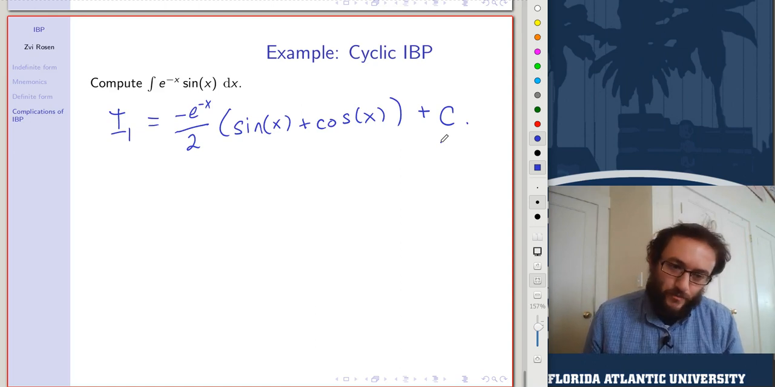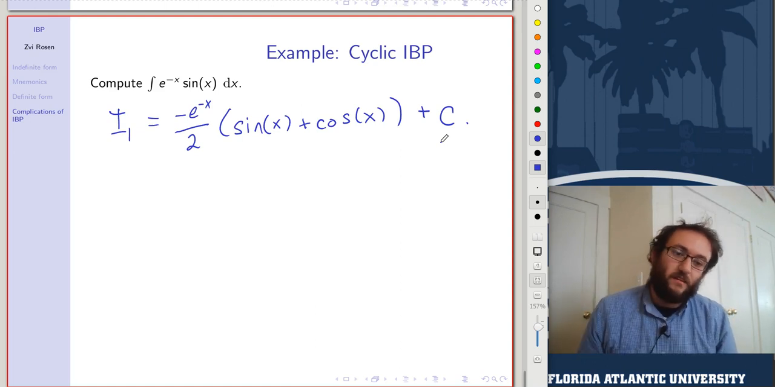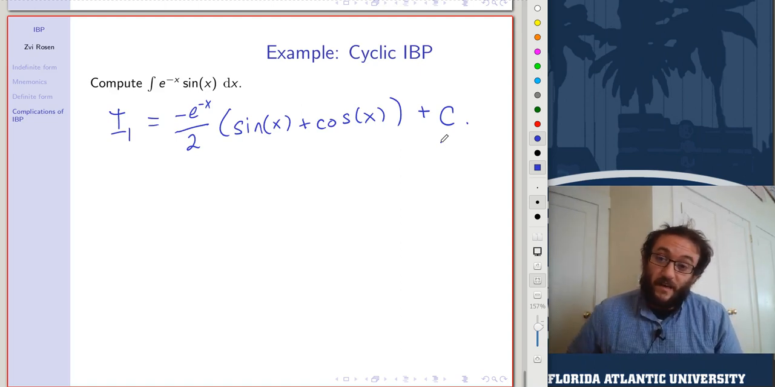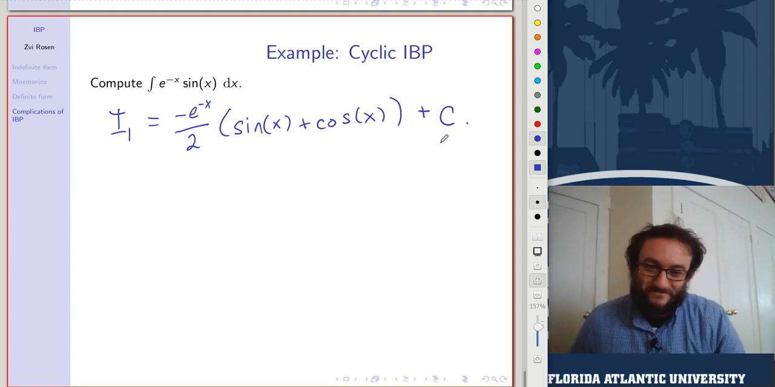There's obviously other wrinkles that can come up. It's possible that after you do integration by parts, you have to do a u substitution, or you have to use some other trick, but those three are the main tricks to be aware of for this section. Okay, we'll stop there.